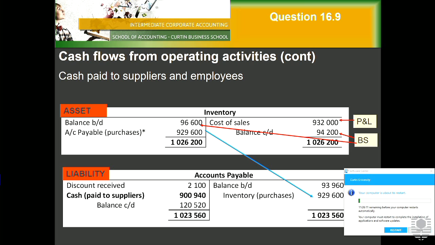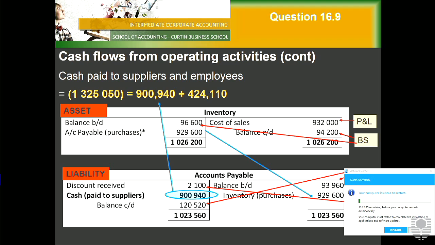Right, the difference there of 900,900 is part of our cash paid to our suppliers. So if we turn over the page and you have a look at your statement of cash flows, the figure that we want to get to is 1,325,050, isn't it? We're only partly there because we've only looked at our suppliers, because it is our payments for our suppliers and our employees and other expenses. All right, so that's the first part.